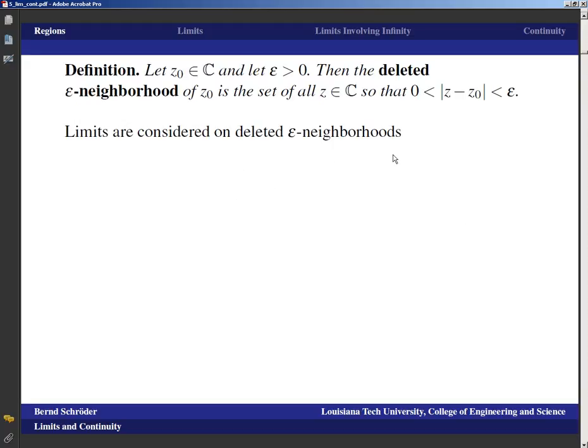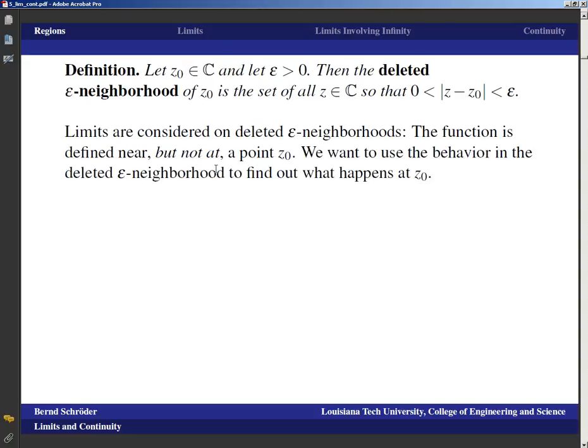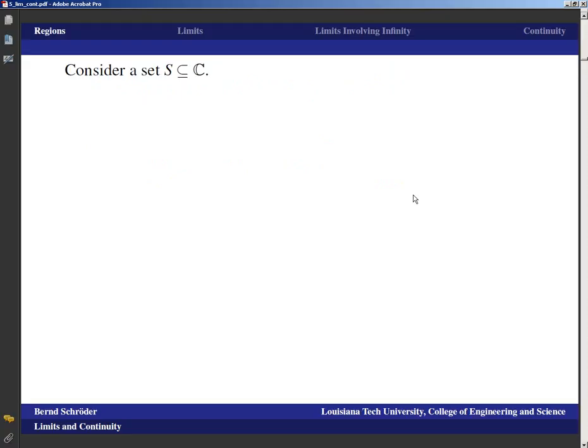Limits are considered on deleted epsilon neighborhoods, and that's because, just like I said, the function is not defined near but not at a point z0. Sometimes it's also defined there, but we typically will not care what that value is unless we're talking about continuity. So we want to use the behavior in the deleted epsilon neighborhood to find out what happens at z0, or what we could make happen at z0 if the function is not defined there.